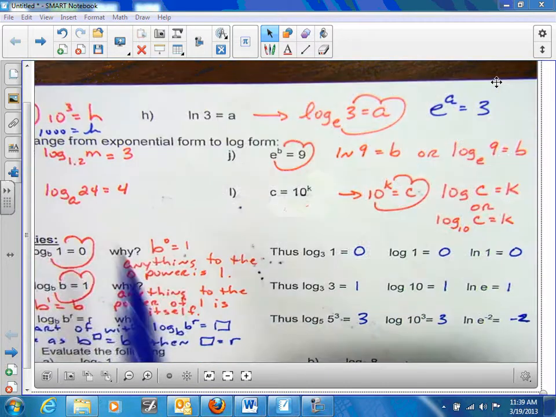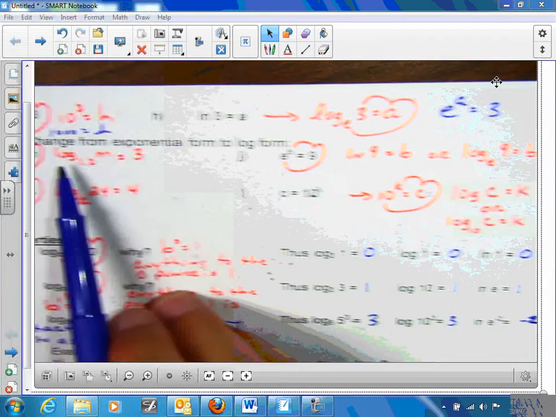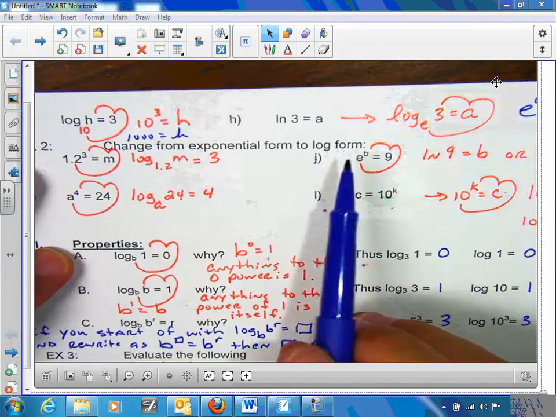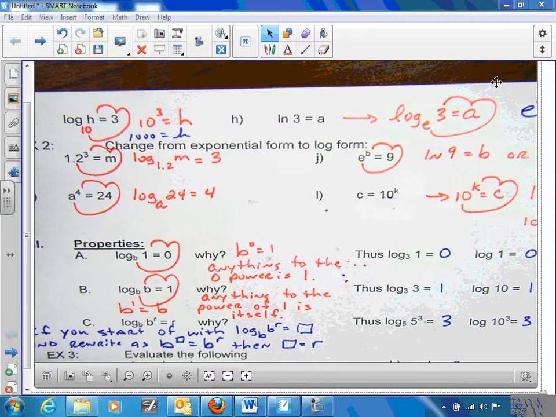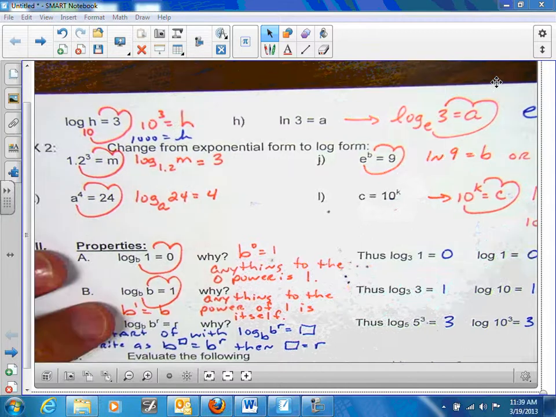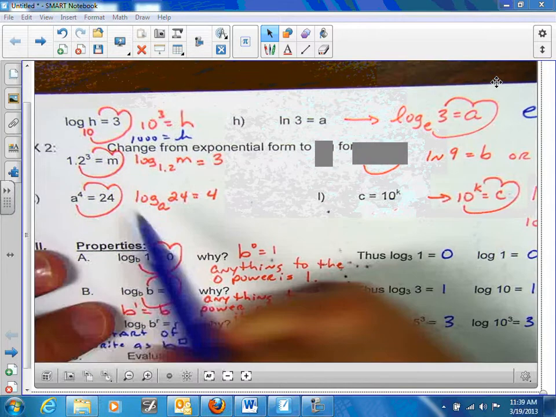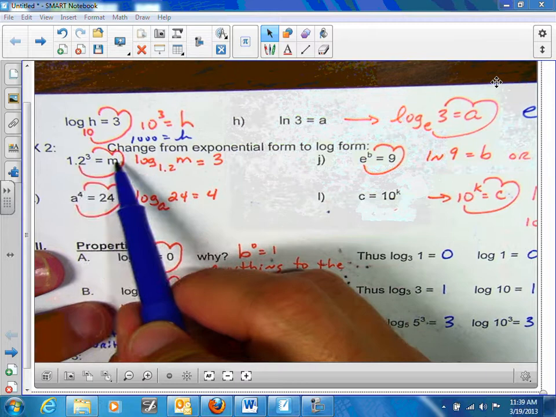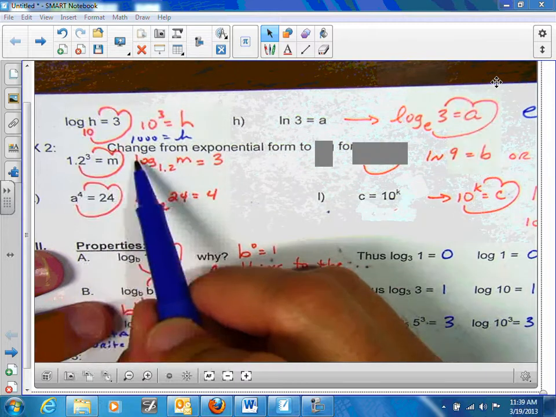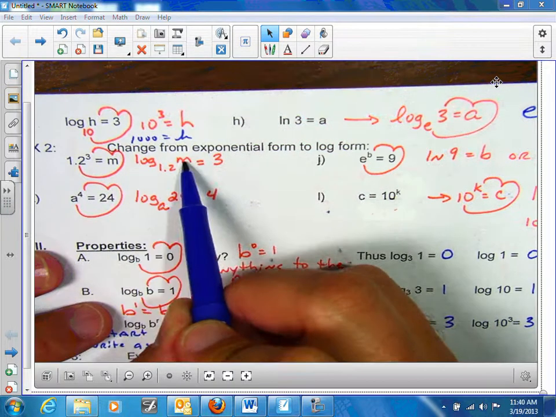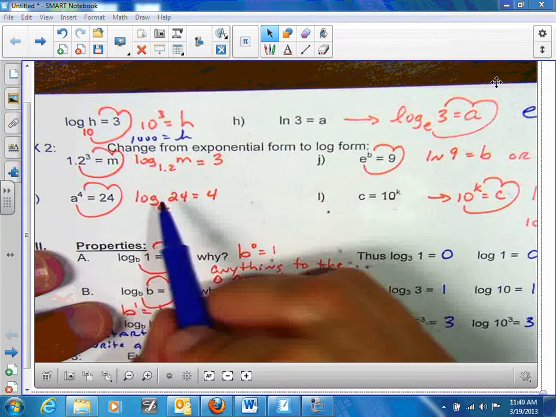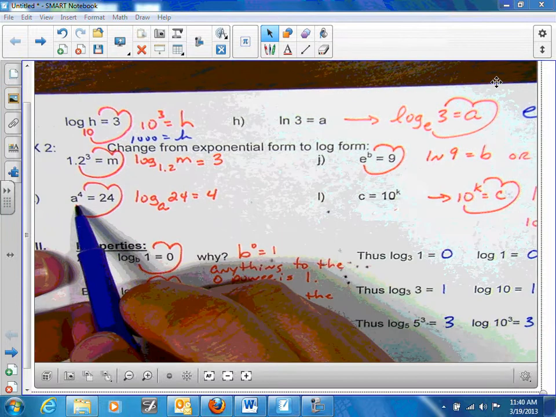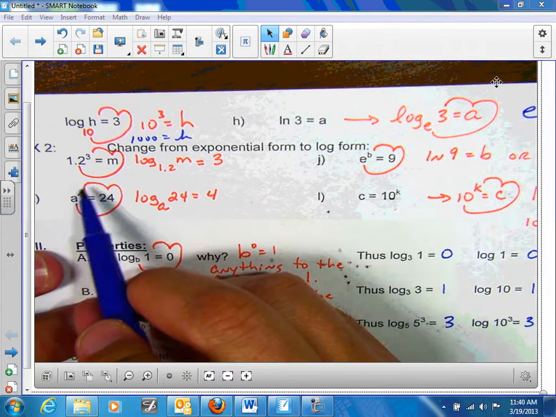Now, in this next little section, we're going to change from exponential form to log form. Earlier we went from log form to exponential. Now we're going in reverse. So 1.2 to the power of 3 equals m becomes log base 1.2 of m equals 3. Log base a of 24 is equal to 4.